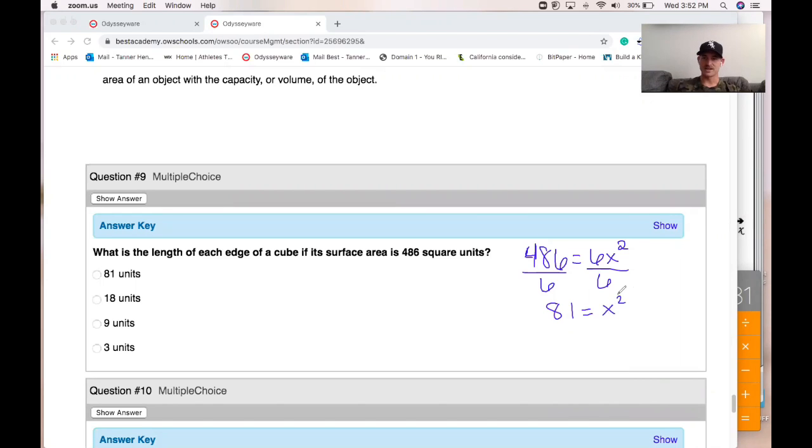Good. Hopefully you said we can't just leave x squared, so we have to do the square root, or radical. And when we do that, this cancels out, and now we're just left with x. But whatever you do to one side, you have to do the other side. So the square root of 81 is 9. 9 times 9 equals 81, or the radical.